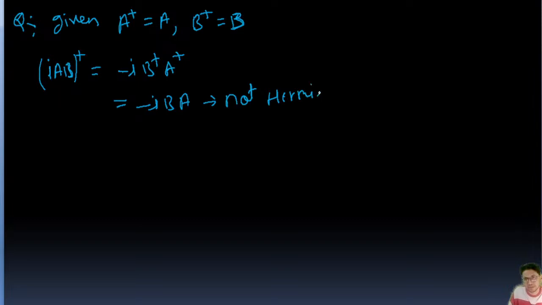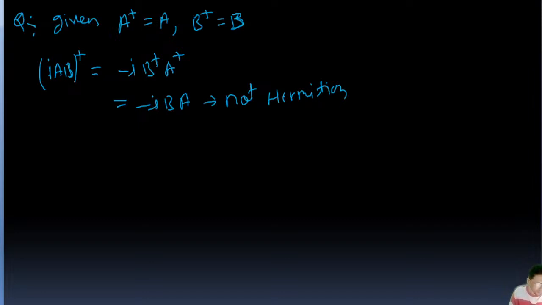If it were Hermitian, this value should be iota AB, right? But this is not the one. So this means iota AB is not Hermitian.